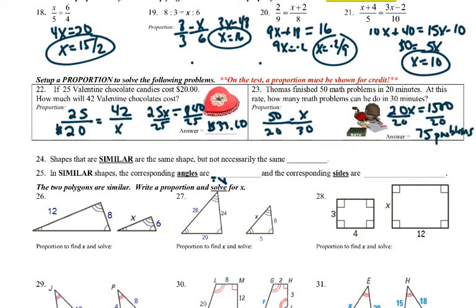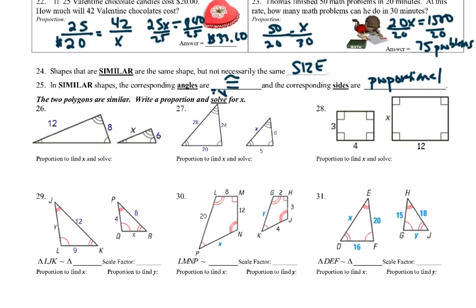Similar shapes are the same shape, but not necessarily the same size. All the angles are congruent. All the sides are proportional. So we make a proportion out of our proportional sides. Here it would be 12 over x equals 8 over 6. And if I cross multiply that, I get x equals 9.